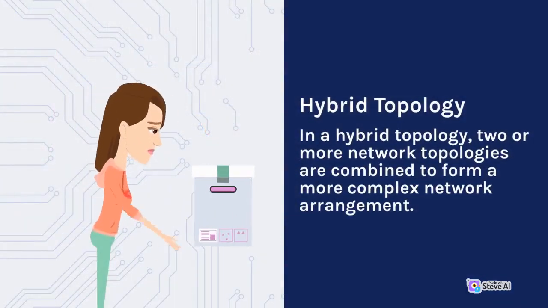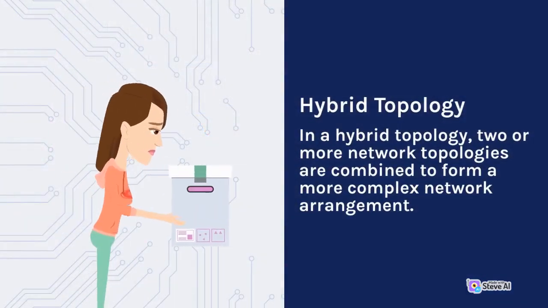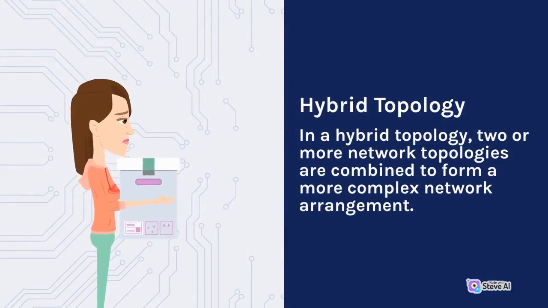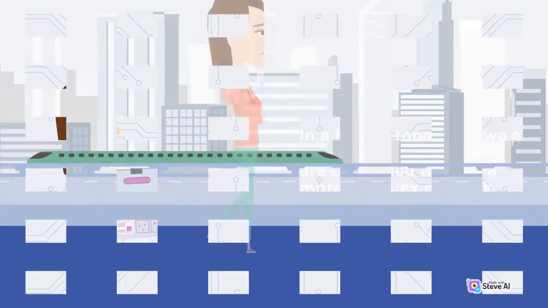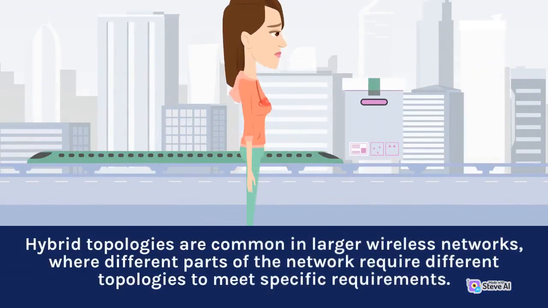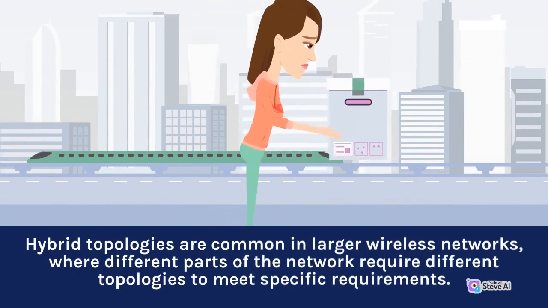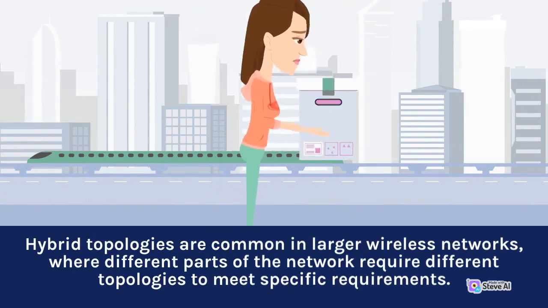Hybrid topology. In a hybrid topology, two or more network topologies are combined to form a more complex network arrangement. Hybrid topologies are common in larger wireless networks, where different parts of the network require different topologies to meet specific requirements.